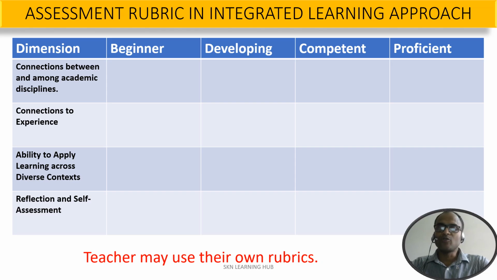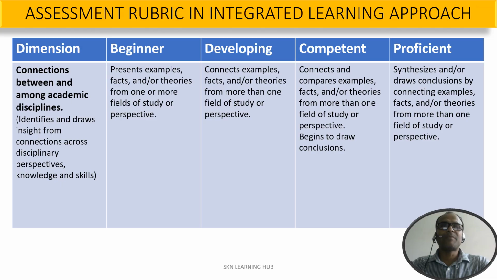This is just a rubric presented before you as an example. Teachers may prepare their own rubric and use the same for assessment of learning. The first dimension is connections between and among academic disciplines. The learning outcome is: identifies and draws insight from connections across disciplinary perspectives, knowledge, and skills.